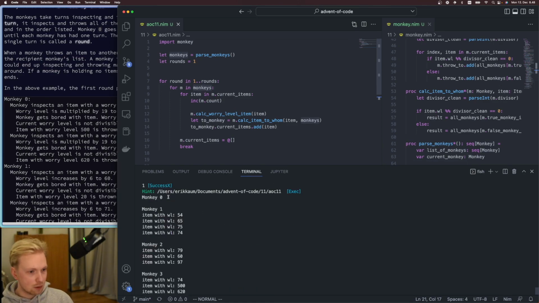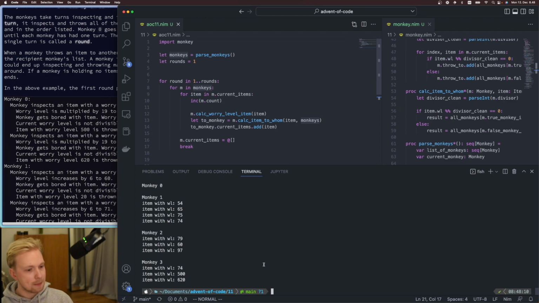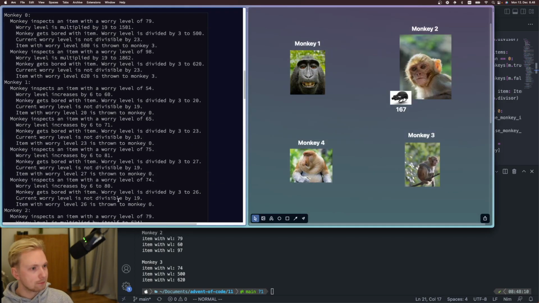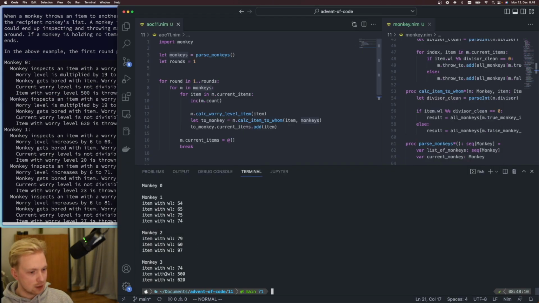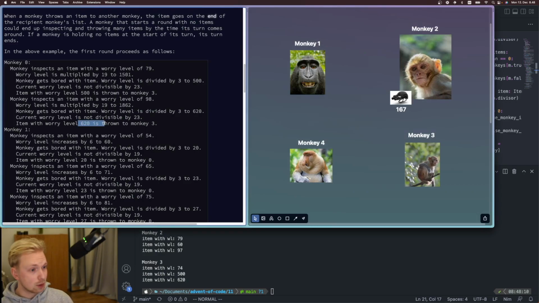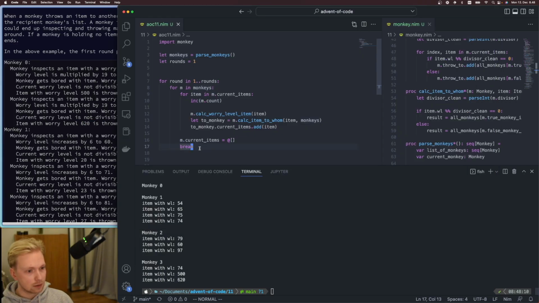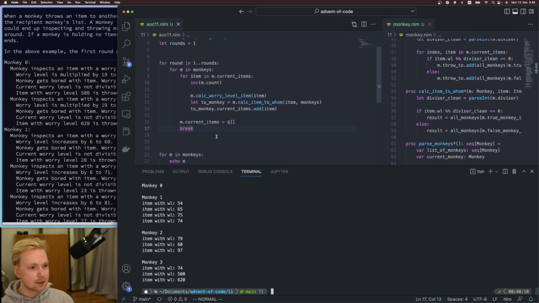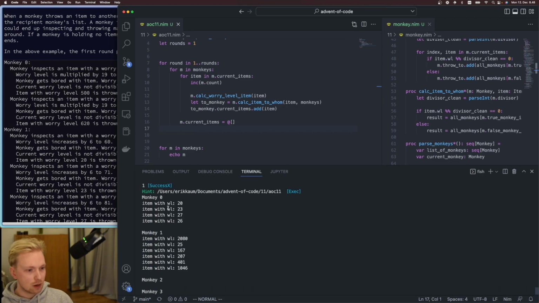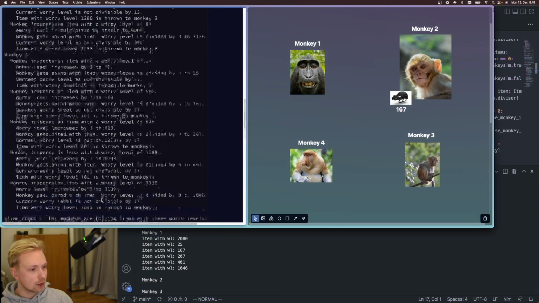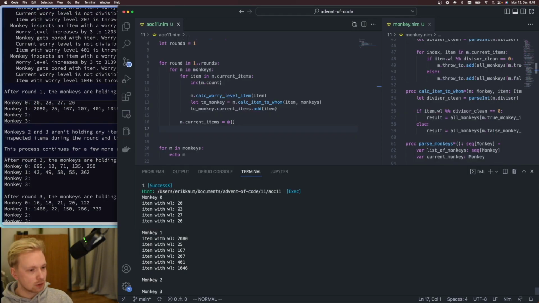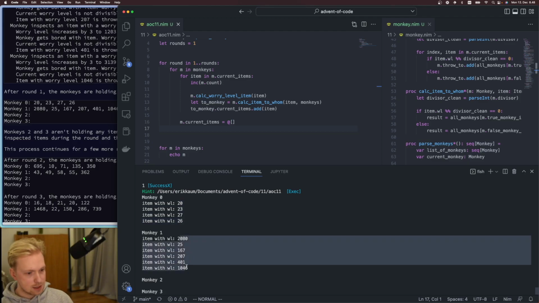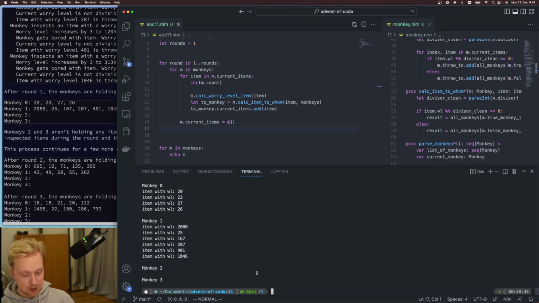Okay, so monkey 0 is without any items, as it should be. Let's see, where did it give its items? So 500 is thrown to monkey 3, we can see that there, and this one is also thrown to monkey 3. So we can see that it worked like that. Nice. Let's take away that break. Now with one round finished, we actually have a better table for that. Monkey 0 should have items with these worry levels. Yes, and that seems to be correct as well.